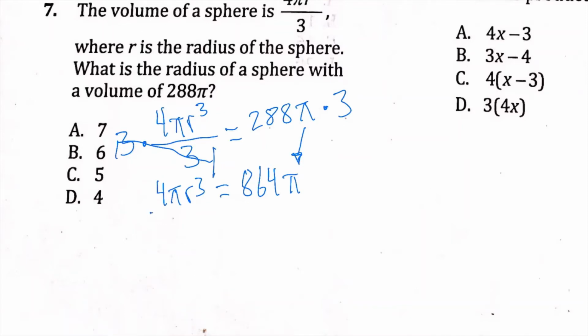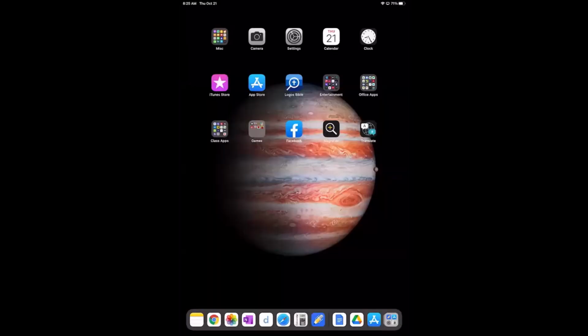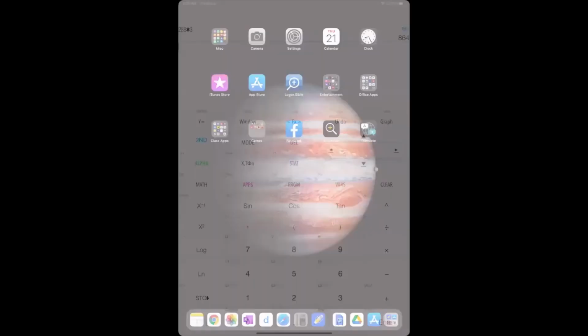So now my next step is to get rid of the 4 pi. Both sides, divide by 4 pi. This simplifies to 1. R cubed is equal to, my pi's are going to cancel out. They're going to be 1. So 864 divided by 4 is 216. Now the next step is going to be to get the cube root.